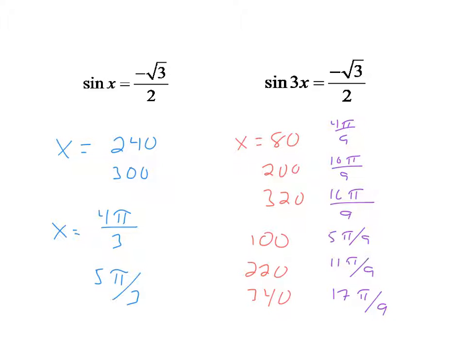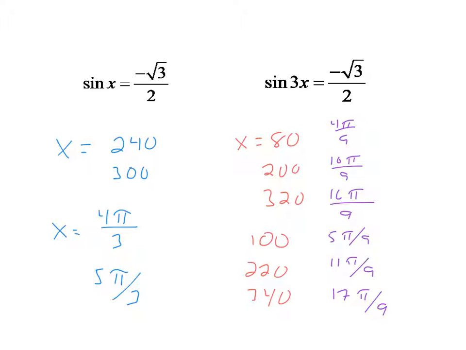Okay, x equals 240 and 300 for sine x equals negative root 3 over 2. In radians, that's 4 pi over 3 and 5 pi over 3. When we divide everything by 3, we get x equals 80, 200, and 320, and then 100, 220, and 340. We get that by adding 120 each time, 360 divided by 3.